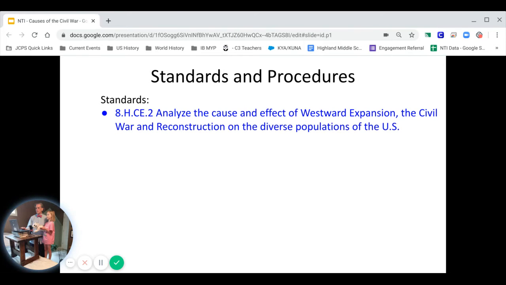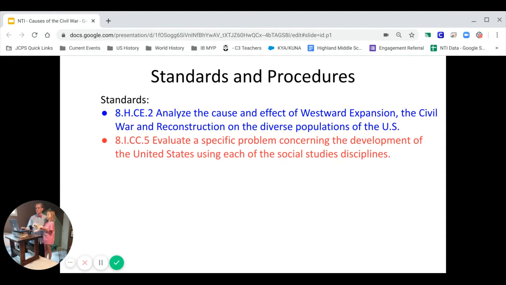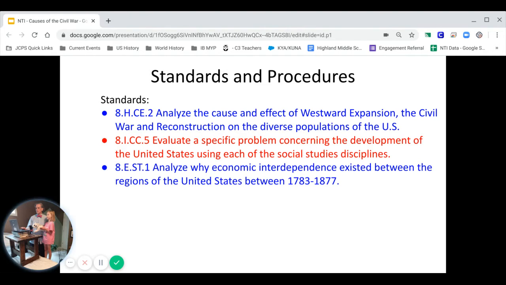So the standards we'll be looking at are analyze the cause and effect that led to the Civil War, evaluate specific problems concerning the development of the U.S., and the social studies discipline we're going to be looking at is economics. So we're looking at interdependence between North and South, how they depended on each other economically.